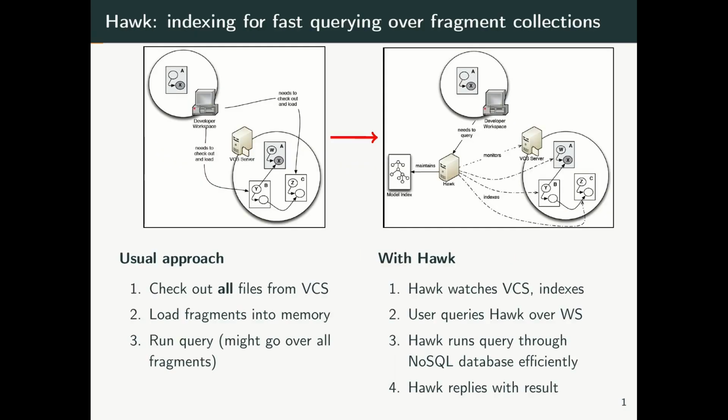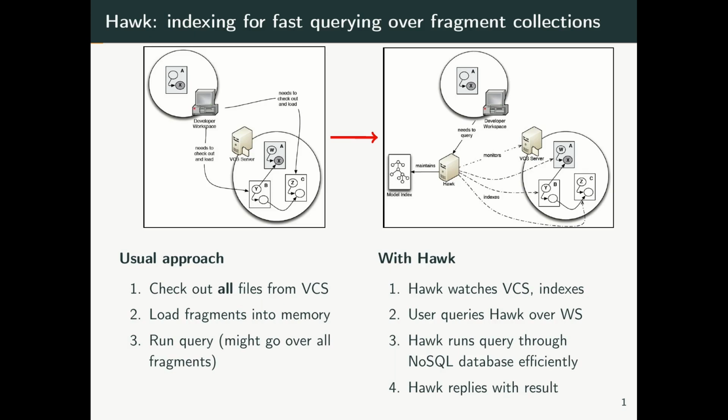The basic idea with HUNK is, say that you have a very large model that you're keeping in some kind of version control system like Git or Subversion, and you wanted to run a query over such a model. If you wanted to do that, you would normally have to check out and load every fragment of the model and then run the query. And potentially that could end up using all the memory that you had or even more, right? So you would be limited in the size of the models that you can query over based on the memory of your development machine.